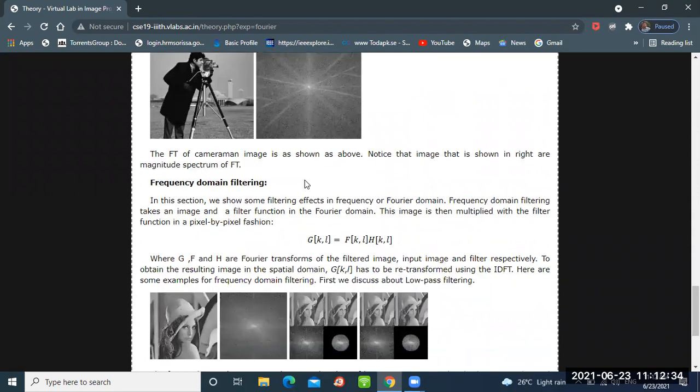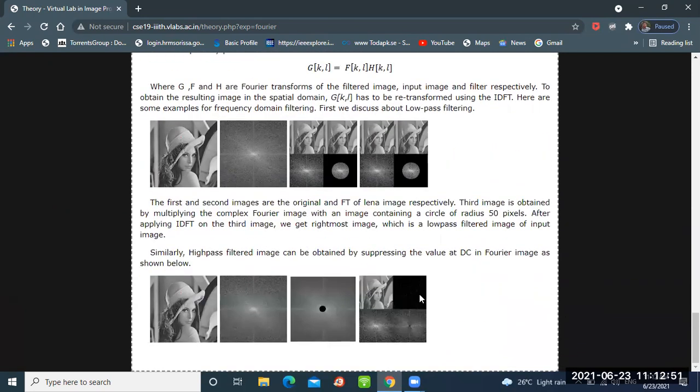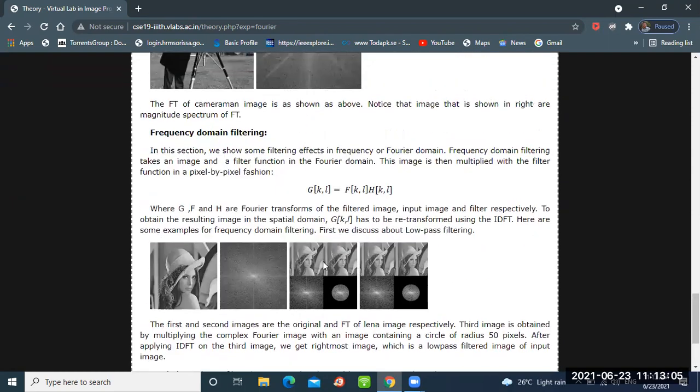Then we discussed frequency domain filtering. Here we discussed two types of filtering. One is low pass filtering. Then we applied low pass filtering on a very famous image, and we analyzed the result. Similarly, we discussed high pass filtering, and by applying high pass filtering, we discussed how the result can be explained. So I think we stop here.